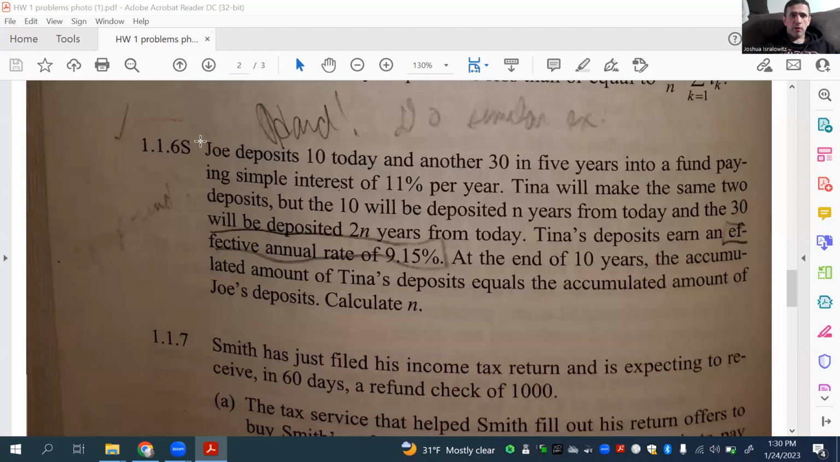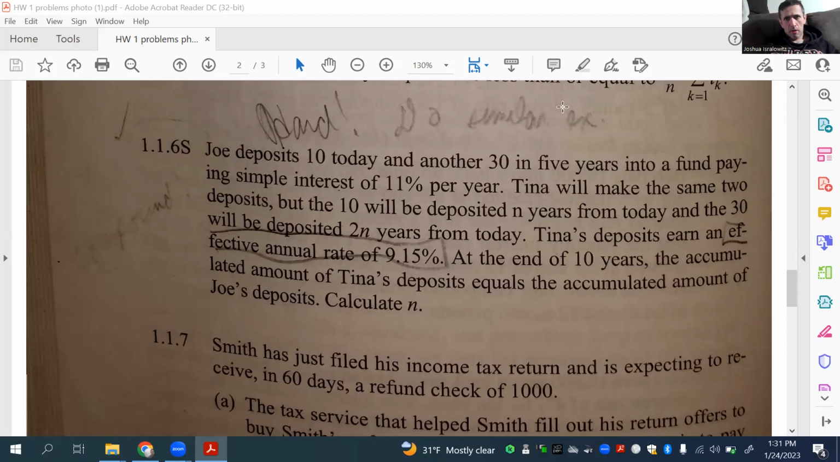Okay. Joe deposits 10 today and another 30 in 5 years into a fund paying simple interest of 11% per year. So that's pretty straightforward. It's very simple for Joe, no pun intended. Tina will make the same two deposits, but the 10 will be deposited in N years from today, and the 30 will be deposited 2N years from today. Tina's deposits earn an effective annual interest rate of 9.15%. At the end of 10 years, the accumulated amount of Tina's deposits equals the accumulated amount of Joe's deposits.